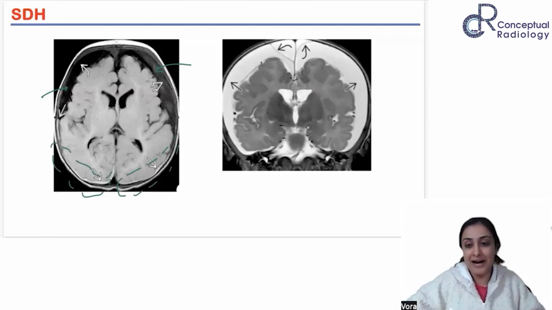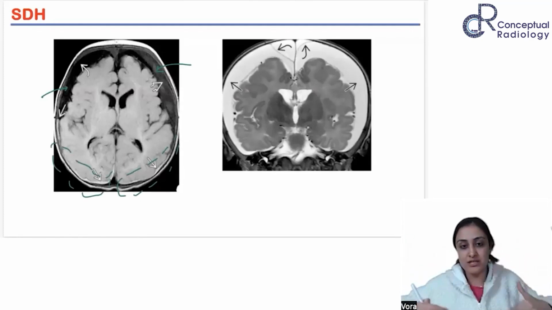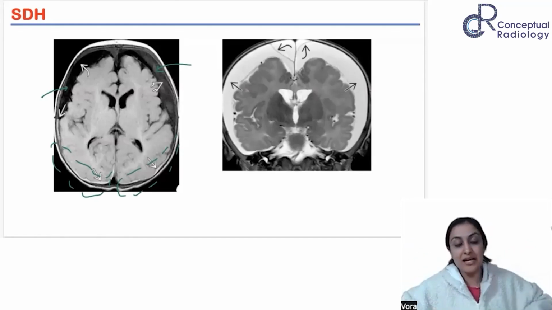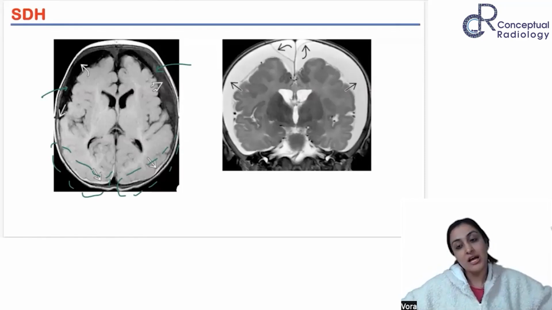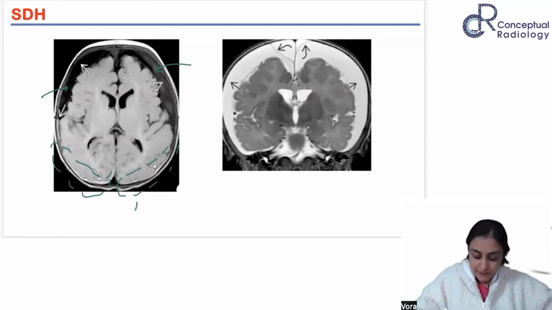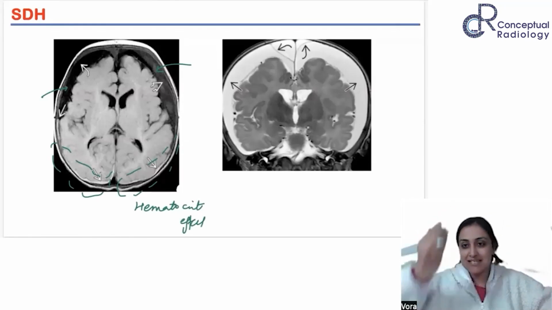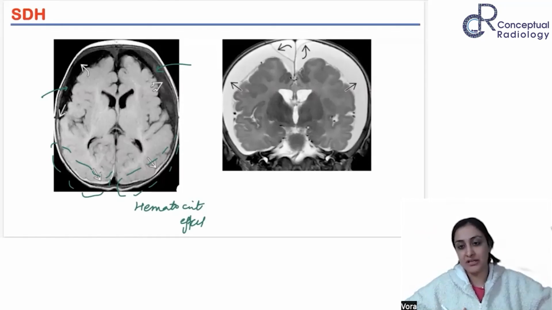इसको बोलते हैं hematocrit effect, where in the posterior aspect you start to see this getting settled, right? You see this hyperintensity in the posterior aspect. Okay, so इसको हम नाम देते हैं hematocrit effect. Not very important, it's just that the blood cells settle down, creating this hyperintensity.